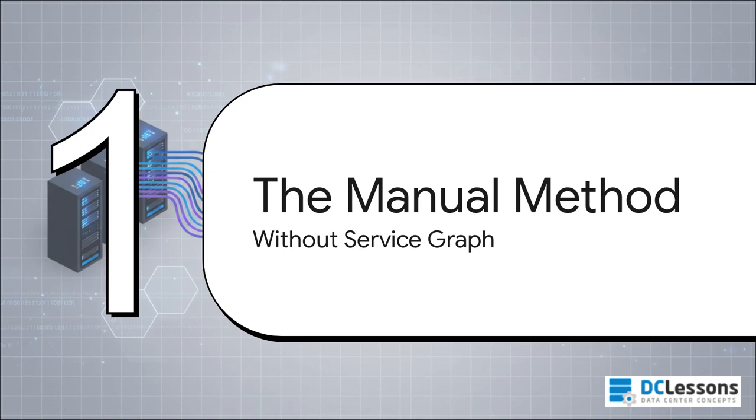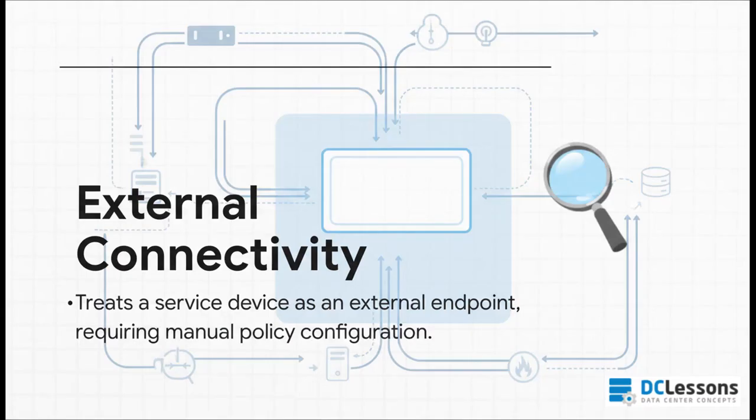Now, in this approach, we're basically treating our service device, the load balancer, as just another endpoint plugged into the fabric. ACI has absolutely no special clue that it's doing any kind of fancy service. To ACI, it just looks like any other external Layer 2 or Layer 3 connection. So what does that actually mean in practice? Well, it means you, the administrator, are responsible for stitching every little piece together. ACI isn't going to hold your hand and automate the policy.